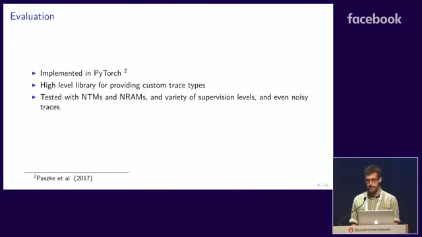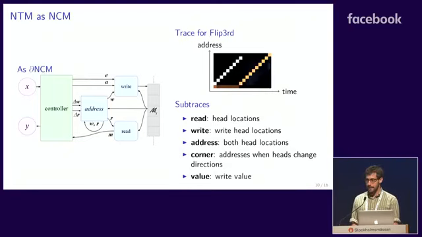For evaluation, we implemented everything in PyTorch. We provided a high-level library for applying this abstraction to your neural machines and for providing custom trace types. We tested it on neural Turing machines and neural random access machines and tried a variety of supervision levels and even tried noisy traces. So the first type of machine that we experimented with was the neural Turing machine, which fits fairly directly to our neural computational machine abstraction.